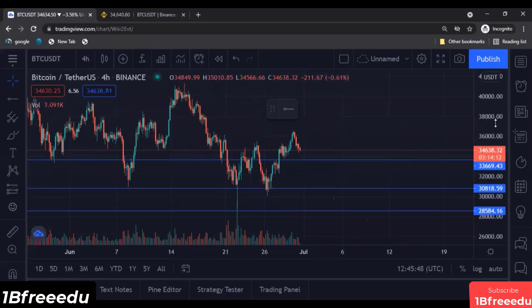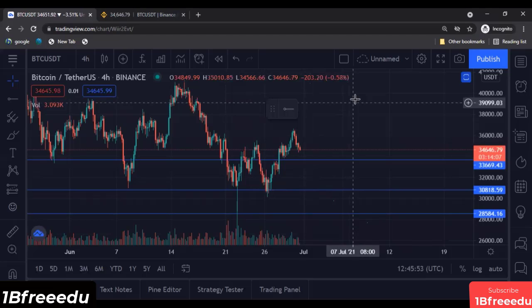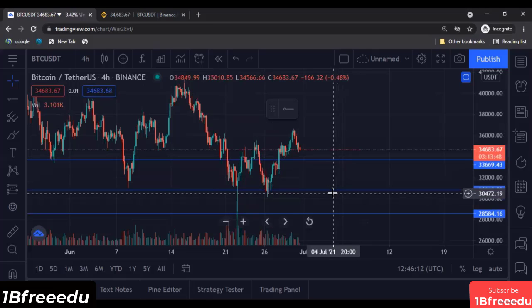If you look here carefully, at 33,669 there is a support. So we could place this order here. Let's imagine that you have $200. Would you place the whole $200 here? And the answer would be no. You would not place your whole $200 at this price because we could see that this BTC could go down from there as well, and this could happen because of any news.